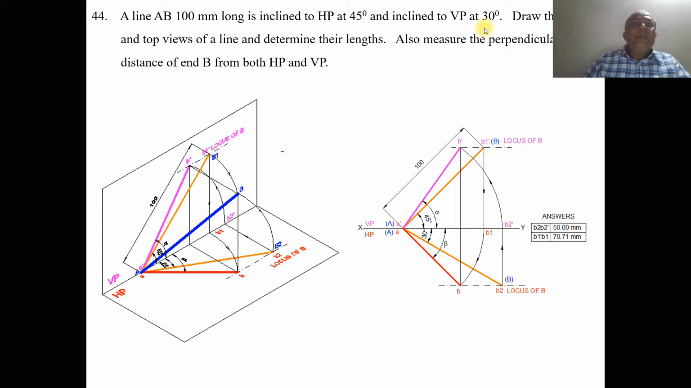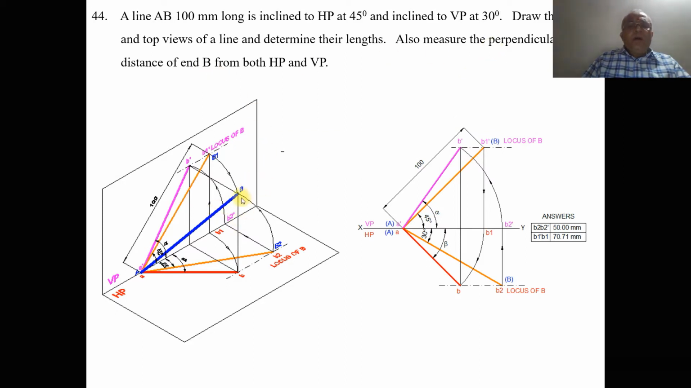So he says the true length of the line, 100 mm, is inclined to HP at 45 degrees. This is the true length of the line which is at 45 degrees to HP. Since the inclination with respect to HP can be seen in VP, when you look from the front view, we can see this angle of 45 degrees to HP. Similarly, he says the true length of the line is inclined to VP at 30 degrees. This I can see only in the top view, where the true inclination with respect to VP can be seen. So this is the true length of 100 mm inclined at 30 degrees to VP.